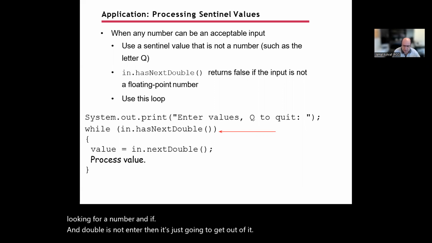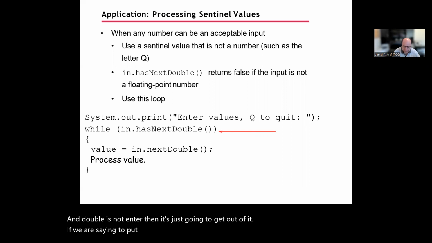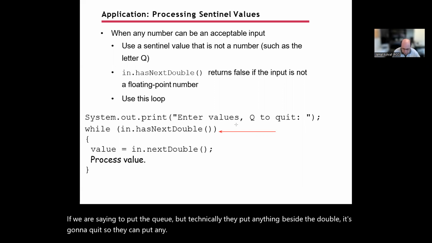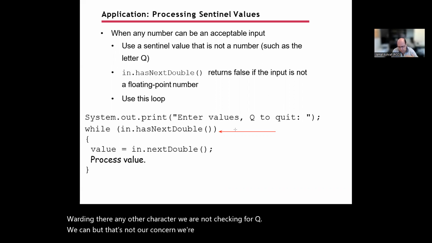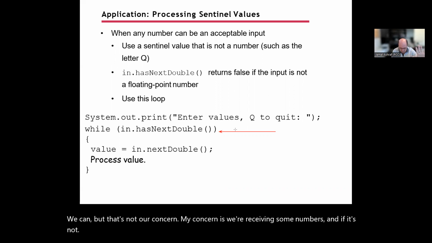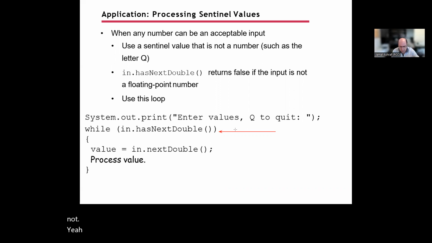If we say to put a Q, but technically they put anything besides a double, it's going to quit. You can put any word in there, any other character. We are not actually checking for Q. We can, but that's not our concern. Our concern is we're receiving some numbers, and if it's not a number, we're going to stop.